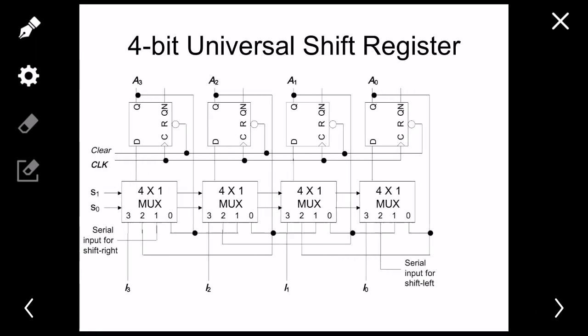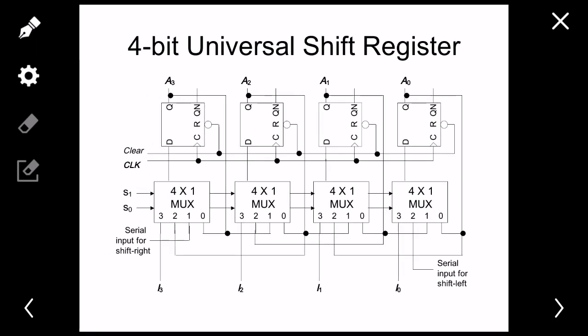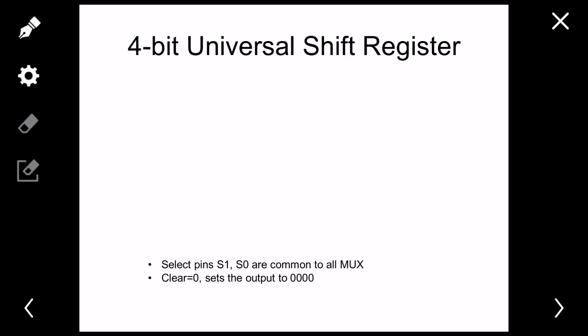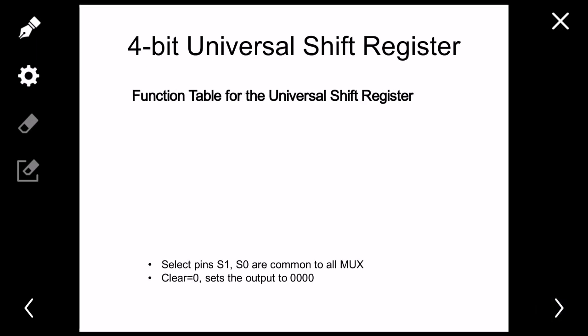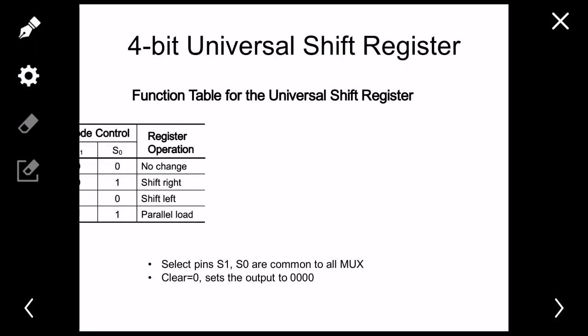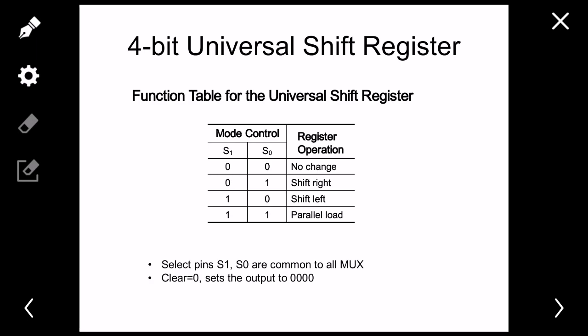So a 4-bit universal shift register. This is the circuit. I'm going to explain it later, but let's look at the question first. I want to design a 4-bit universal shift register that has certain functionality. It has mode controls, and you can see these are the mode controls. So I want the four operations it can do.